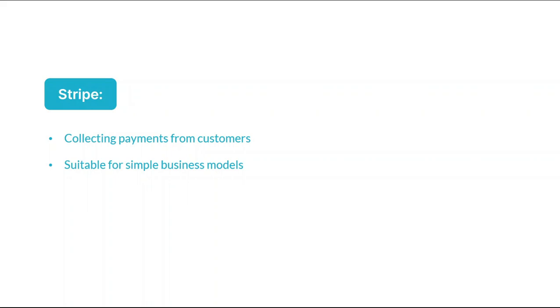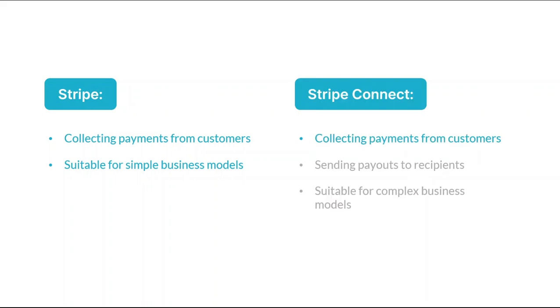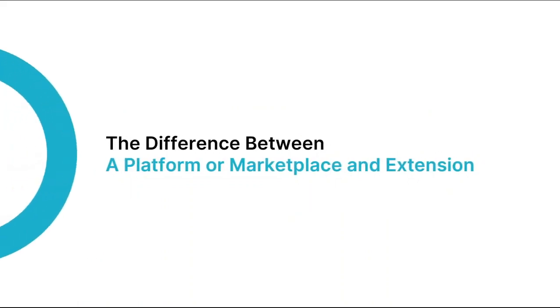And Stripe Connect is a feature that's built on top of Stripe. And it's not only used to collect payments from customers or users, it's also used to facilitate multi-party payments to send out payouts to recipients like we explained. So it's more suitable for more complex business models like platforms, marketplaces, and extensions. But what exactly do we mean when talking about platforms, marketplaces, and extensions? We'll now discuss the difference between a platform, a marketplace, and an extension according to Stripe.